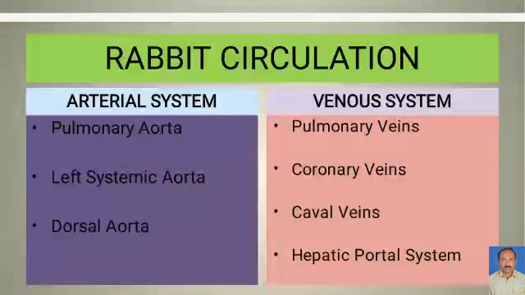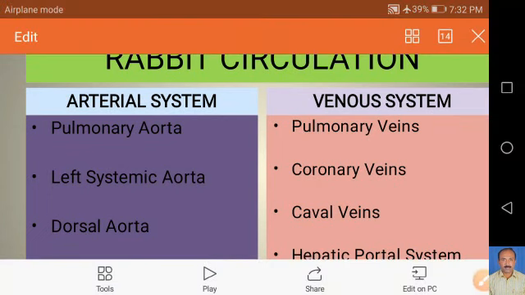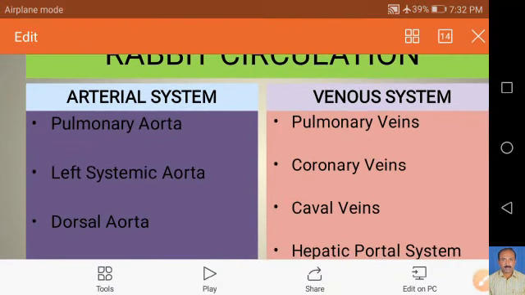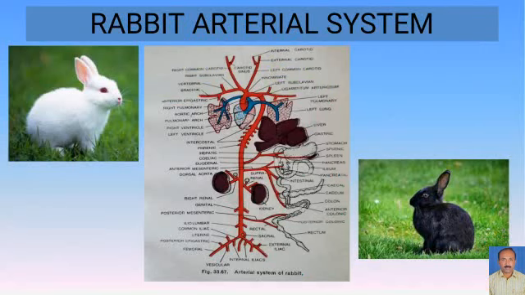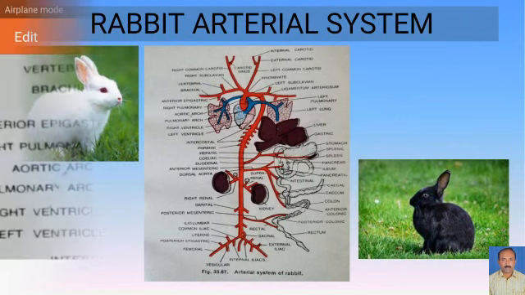Rabbit arterial system carries two divisions, the aortic system and the pulmonary system. The aortic system distributes the oxygenated blood from the left ventricle to all parts of the body, whereas the pulmonary system carries the blood to the lungs. Coming to the aortic system, it includes a large vessel, the aortic arch.